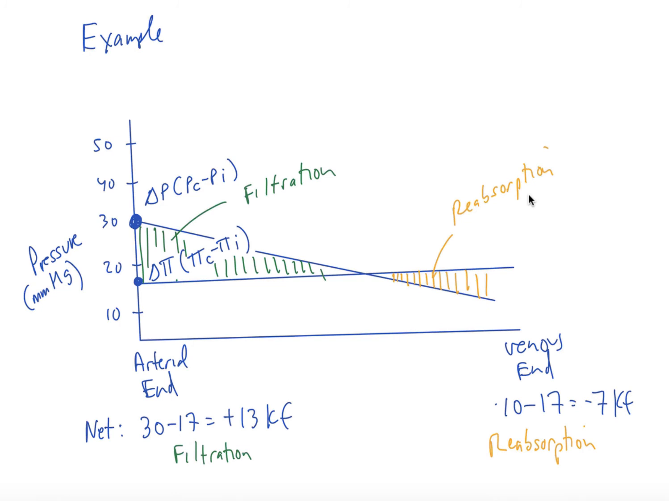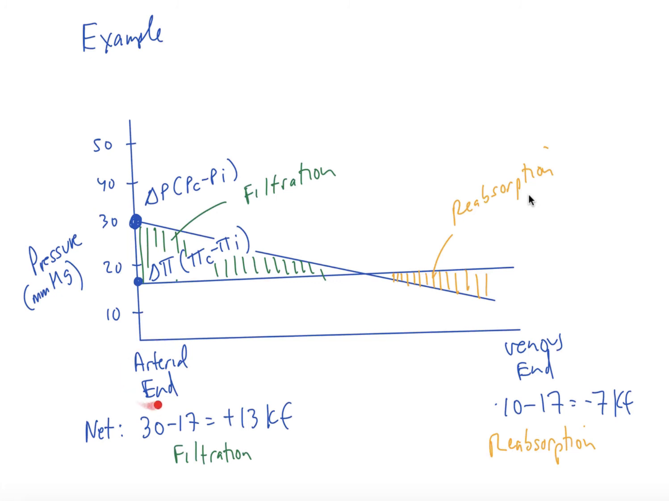Now if I look at an example, I can group these forces a different way. I can group the pressures together. We can call that delta P, P sub C minus P sub I, and delta pi, pi sub C minus pi sub I. And we can see in this particular example, we don't need to memorize these numbers, but we'll just use them as an example, because on the y-axis we have pressure. On the arterial end versus the venous end, that's as we go along the capillary, that's the anatomy.